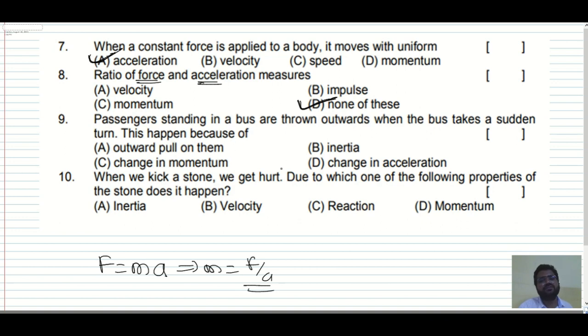Passengers sitting in a bus are thrown outward when the bus takes a sudden turn. This happens because of inertia, we can say, right? Inertia of direction. When we kick a stone, we get hurt. Due to which of the following properties of the stone does it happen? It is due to inertia only, right? Inertia of rest, that the stone doesn't want to come into motion. So it is the inertia of rest because of which the person gets hurt.